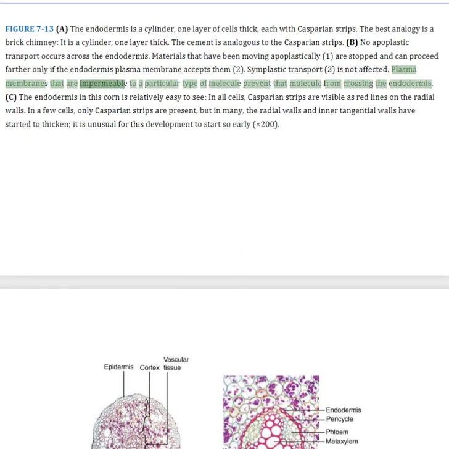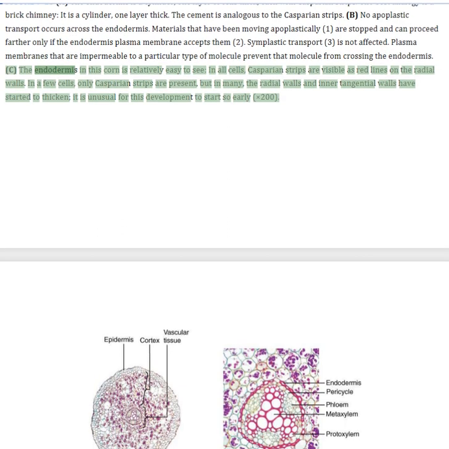Plasma membranes that are impermeable to a particular type of molecule prevent that molecule from crossing the endodermis. The endodermis in this corn is relatively easy to see. In all cells, Casparian strips are visible as red lines on the radial walls. In a few cells, only Casparian strips are present, but in many, the radial walls and inner tangential walls have started to thicken. It is unusual for this development to start so early.